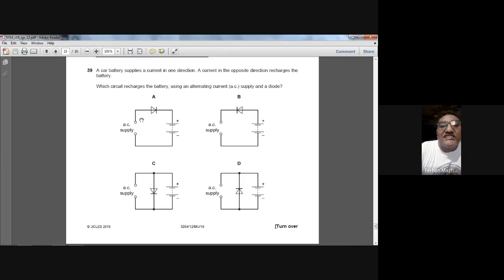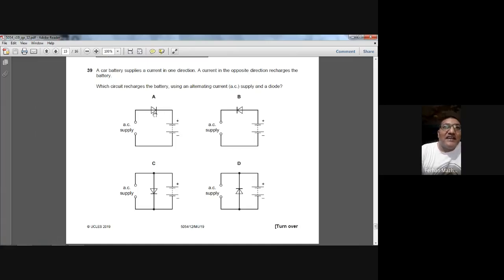Okay. To recharge a battery, you have to provide a current which enters it from the positive terminal of the battery. And because here you have provided an alternating power supply, the direction of the current is changing. Once it flows like this, then it flows like this. So when the current flows like this, it will not be recharging the battery. When the current flows like this, then it will be recharging the battery.